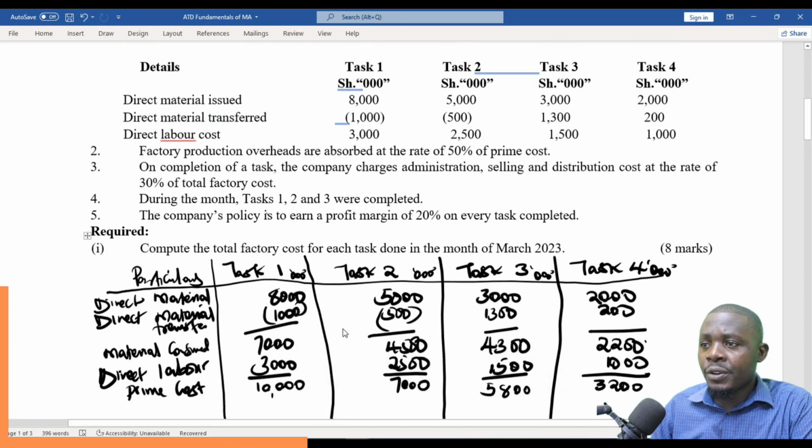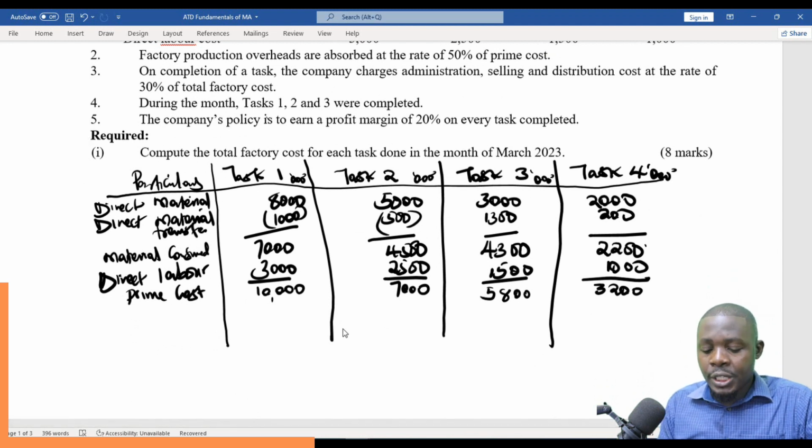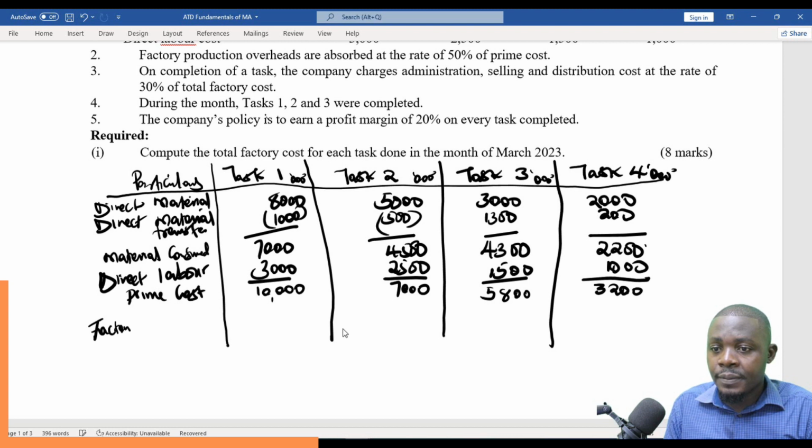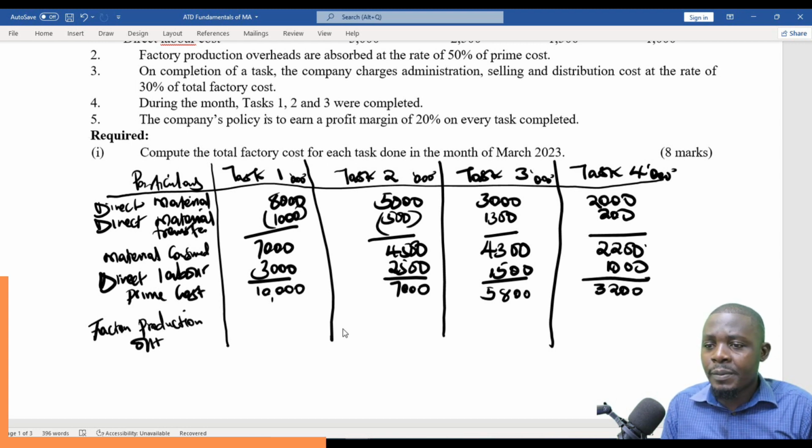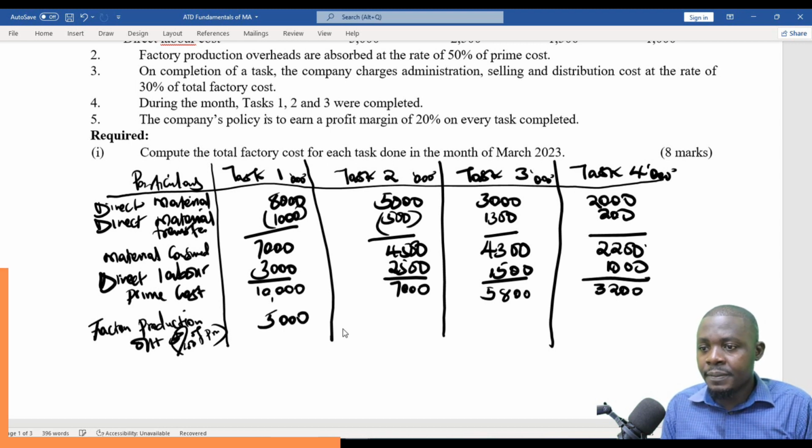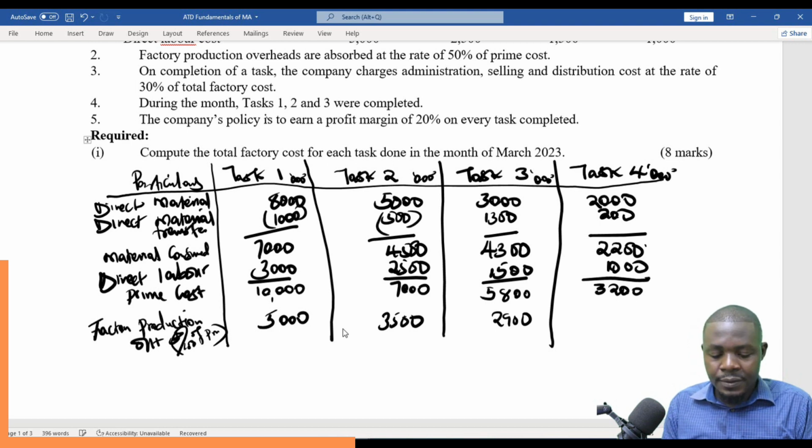We are told that the factory production overhead is absorbed at the rate of 50% of prime cost. Now we take 50% of 10,000, 0.5 multiplied by 10,000, we have 5,000. Then 0.5 multiplied by 7,000, we get 3,500. Then 0.5 multiplied by 5,800, you have 2,900. Then 0.5 multiplied by 3,200, you have 1,600.